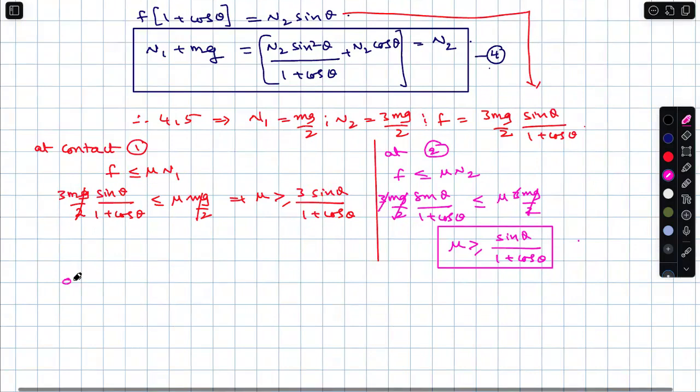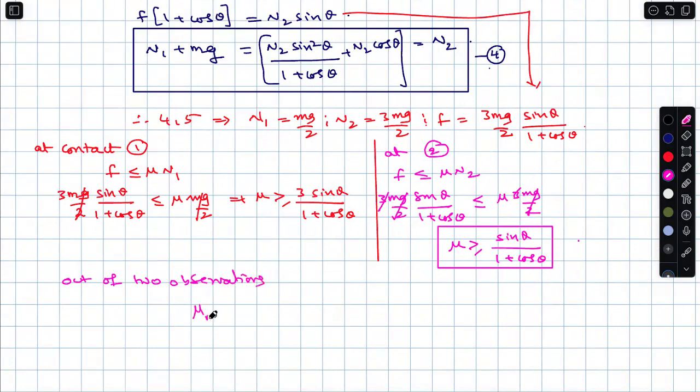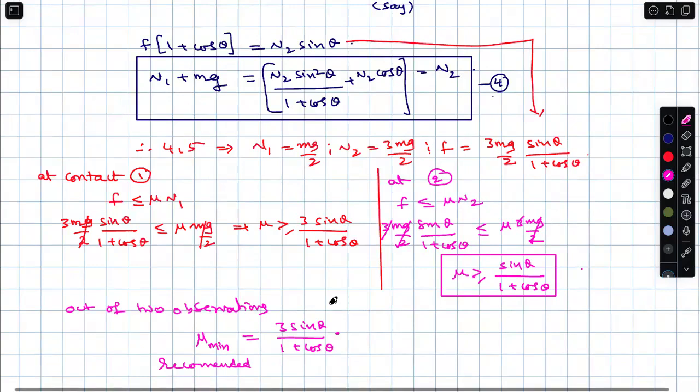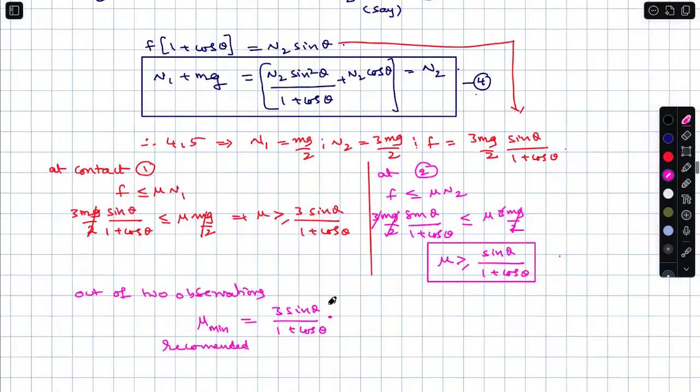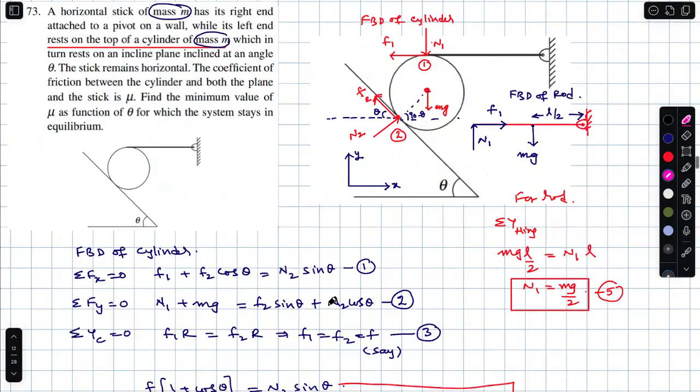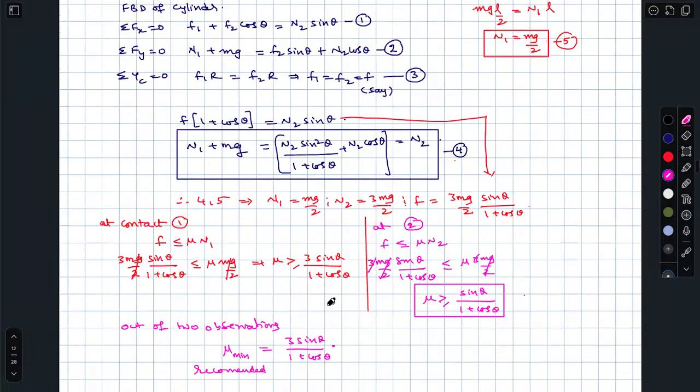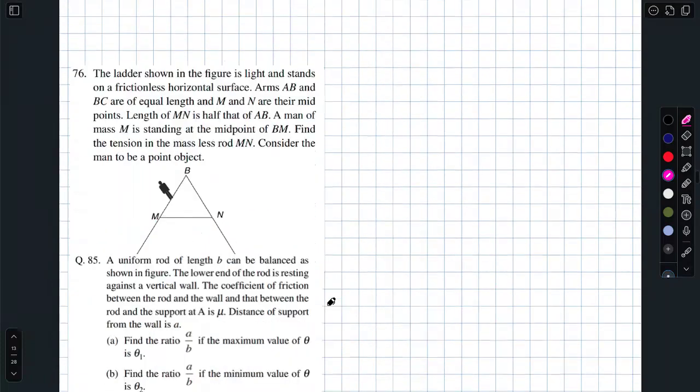So out of 2 observations, mu minimum recommended is 3 sin theta by 1 plus cos theta. Any doubts, boys and girls? Any doubts? Sure. Right. Go ahead. So we'll move on to the next question.